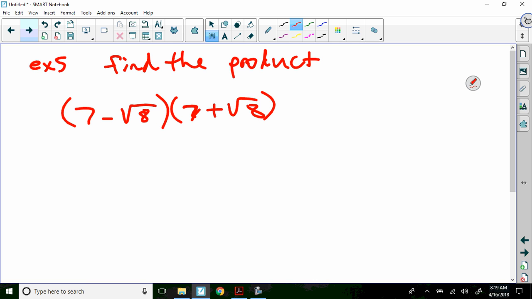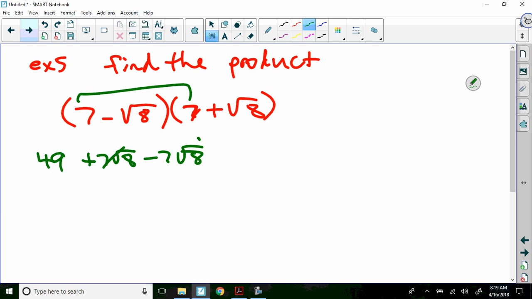So anyway, let's go ahead and multiply this. The first product is going to be what? 49. What happens to the inner stuff? It goes bye-bye. So we're going to have plus 7 rad 8 and minus 7 rad 8 that goes bye-bye. And so on the end, what do we get? The square root of 64, which is 8, and it's going to be minus 8 then, right? So what's our final answer? 41. Sí, muy bien.